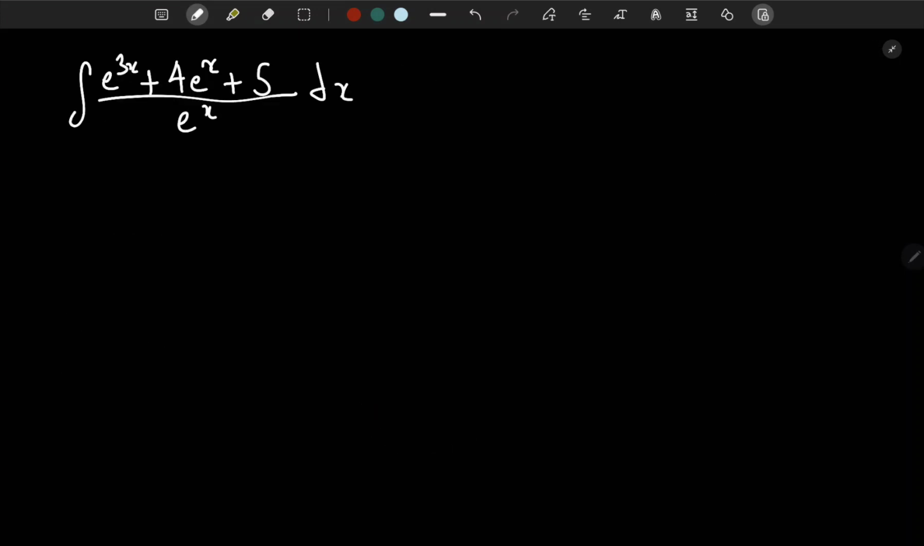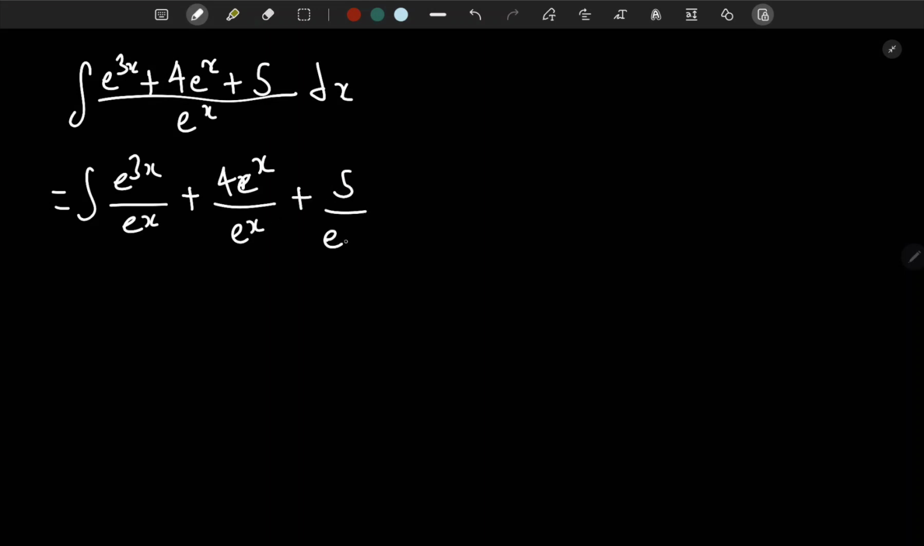So what do you think we should start this problem with? We can notice that we have 3 numerators and a denominator. So the first thing that we could do is rewrite this as 3 separate fractions. So let's do that. Integration of e to the power of 3x divided by e^x, plus 4e to the power of x over e^x, plus 5 divided by e to the power of x, dx.